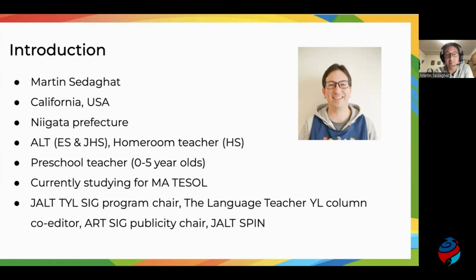This is 0 to 5-year-olds, so what I'm talking about today is mostly in that context. But as I mentioned earlier, I think this could definitely apply to older students, definitely elementary school, and maybe even some bits for older students as well.